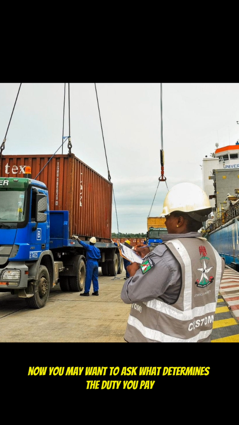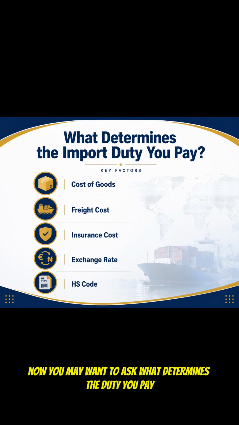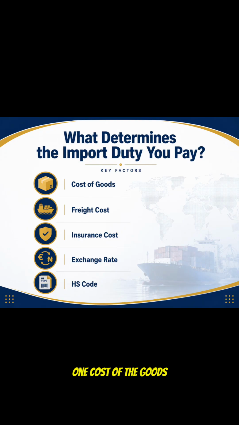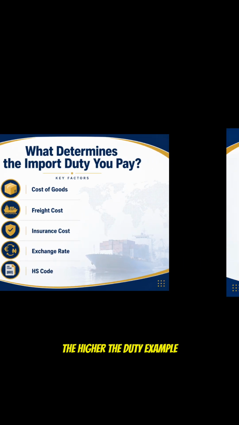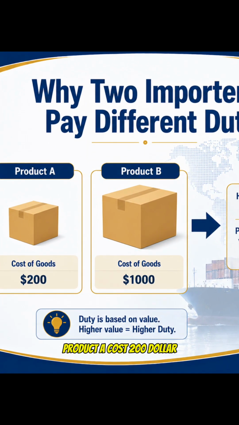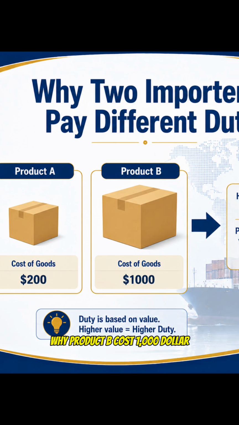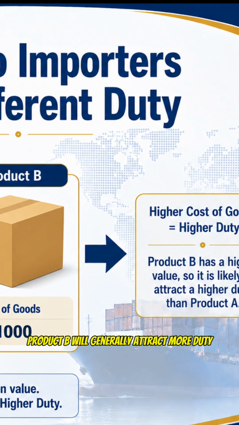Now, you may want to ask, what determines the duty you pay? Several factors determine how much duty you pay. 1. Cost of the goods. The more expensive your goods are, the higher the duty. Example, product A costs $200, while product B costs $1,000. Even if both are electronics products, product B will generally attract more duty.